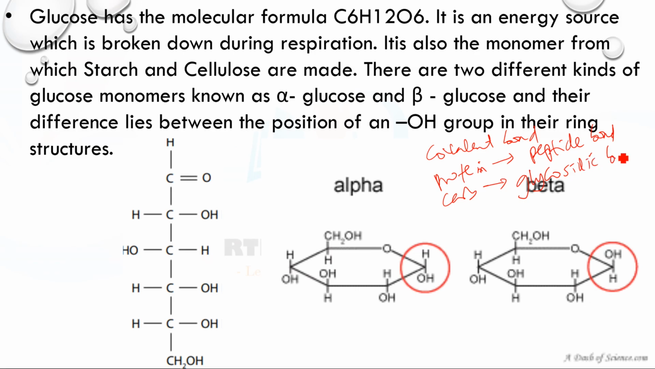Okay? Glycosidic bond. This is very, very important. Glycosidic bond has two types. Most times you can have more than one, but generally we have two: 1,4 and 1,6. So 1,4 is straight chain, and 1,6 is branch chain. Don't forget that. Okay? So let's go on.